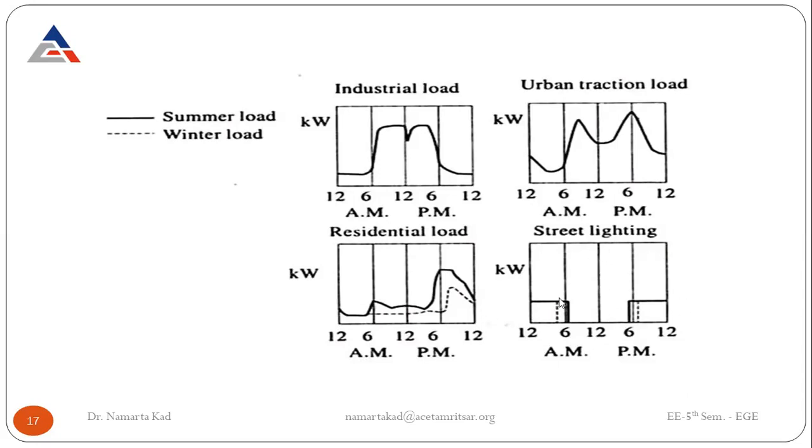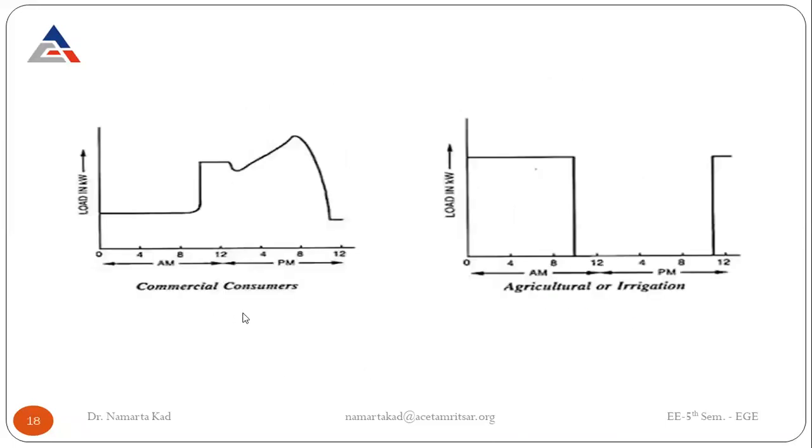Next is the street lighting load. It shows a fixed duration, as street lights are generally on around 6 p.m. and stay on up to 6 a.m. But in the winter season these timings shift a little, around 6 to 7, 7 and so on. So these are the load curves for the different types of load, and also for the commercial consumers. This is the approximate load.